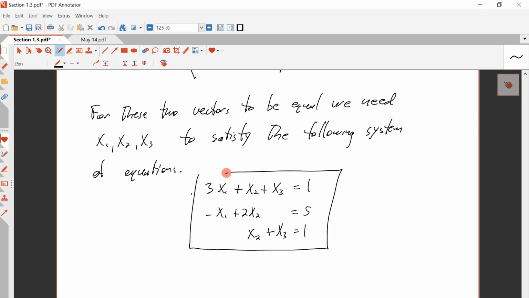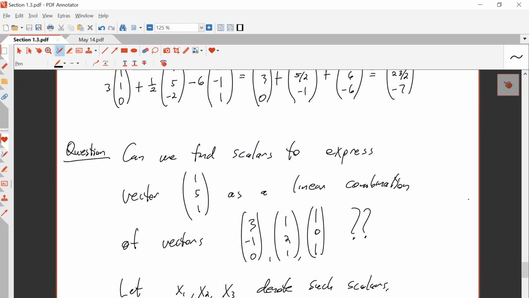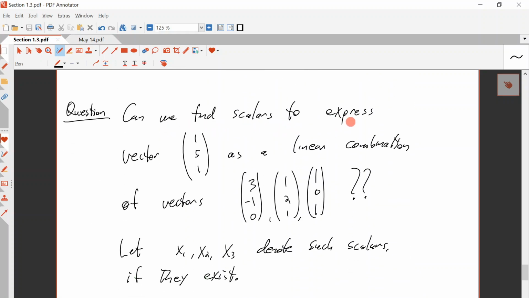Right, so there's our old friend from sections 1.1 and 1.2. So we have restated, or given another meaning to, what a system of linear equations is. A system of so many linear equations with so many unknowns can be thought of as a question about linear combinations. Can we find scalars to express vector (1, 5, 1) as a linear combination of vectors (3, -1, 0), (1, 2, 1), (1, 0, 1)?